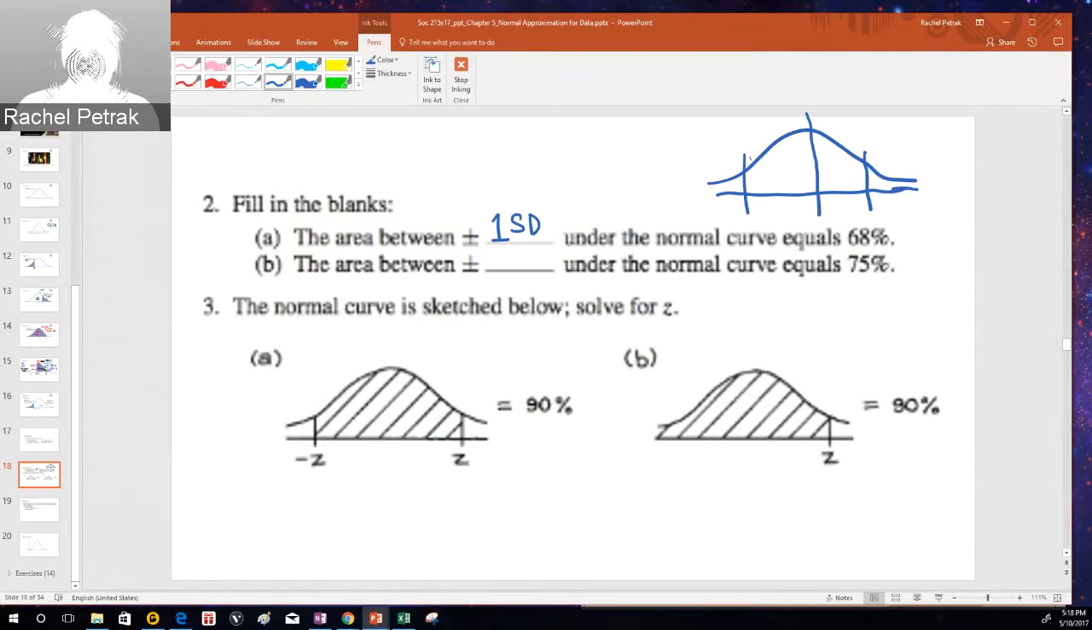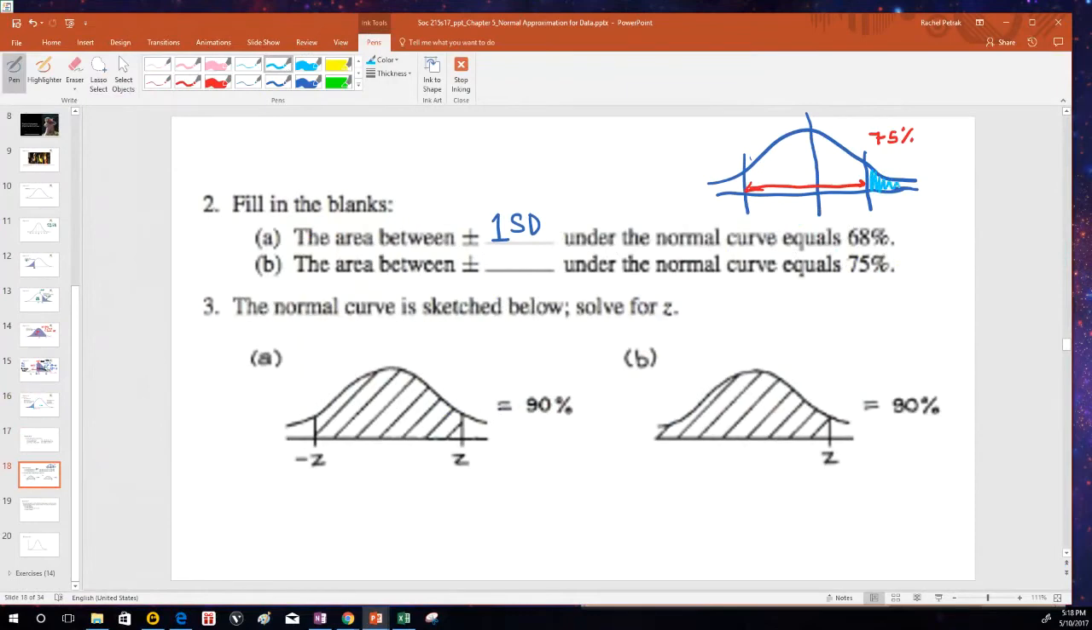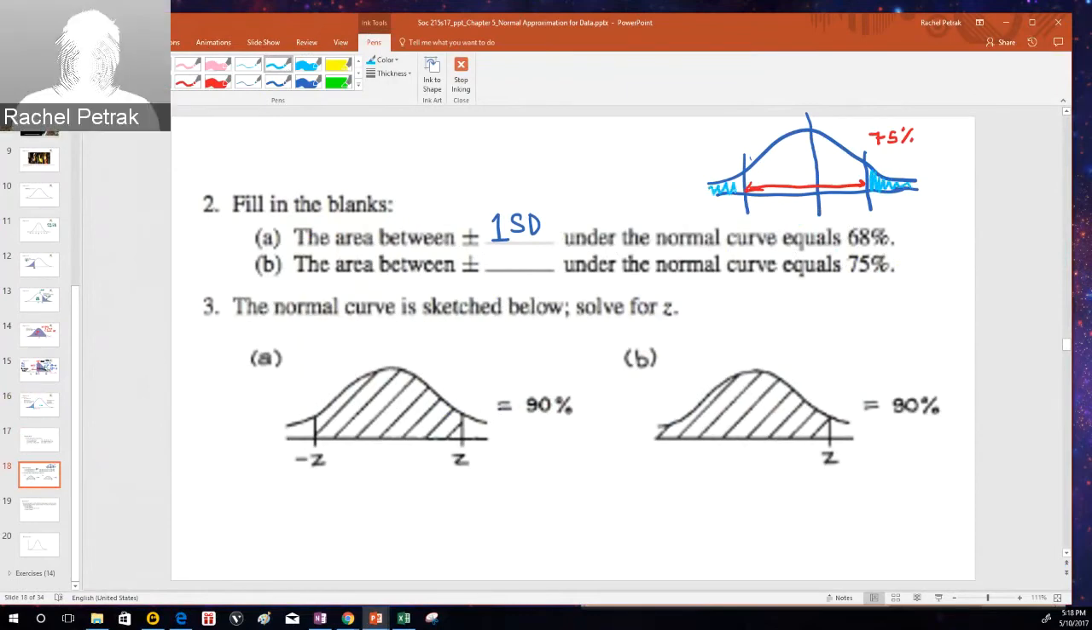And so if we are looking for this bit in here, and we know it's 75%, then we know that the area out here, the area outside of that, shaded in light blue, we know that that's equal to 25%.